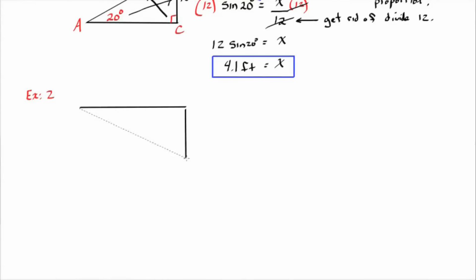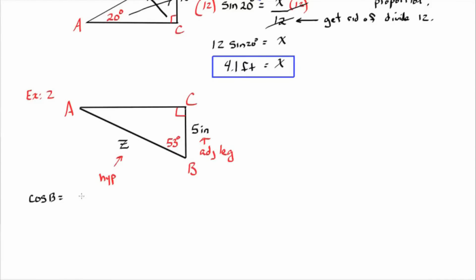Example 2. We're going to have another right triangle. This time we have angle B is 53 degrees and the adjacent leg is 5 inches and the hypotenuse is the unknown, z. So in this situation I'm going to use cosine. Cosine B equals the adjacent leg over the hypotenuse. Cosine 53 equals 5 over z.